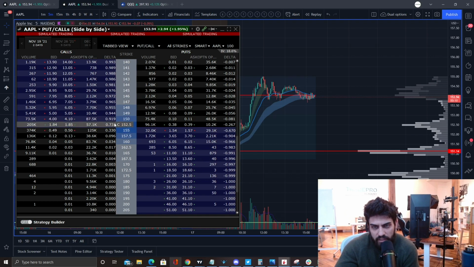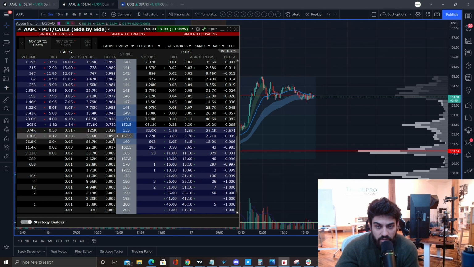Looking at this, the deltas are going to get closer to zero the closer you get to the expiry and the further out of the money they are. You can see there's about a 20 delta difference here between these two, and they're both out of the money and very close to the money.